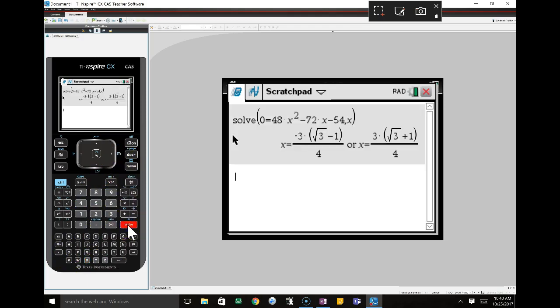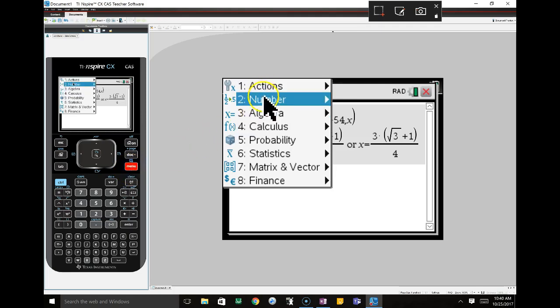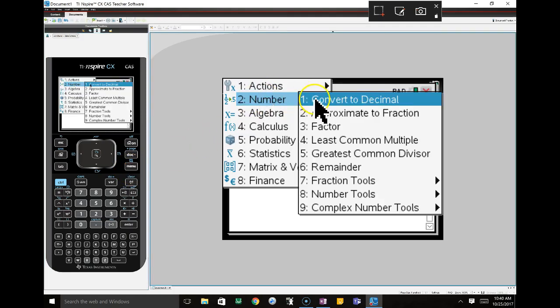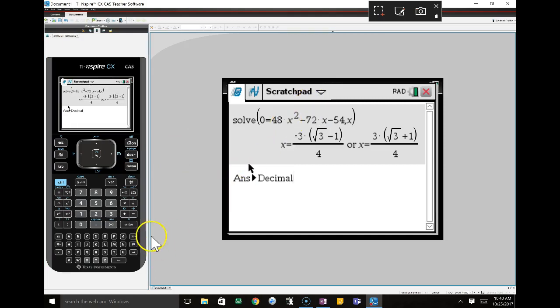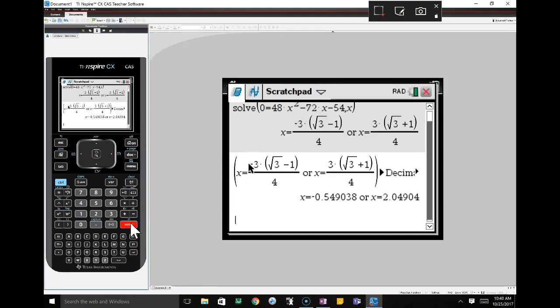Okay, so it pops out an exact answer. If you want to get the decimal version, since we're working with time, that would be more efficient for us to use. You hit menu, and then you go to number, and the very first one is convert to decimal, and then you just hit enter, and we'll use those two numbers instead.